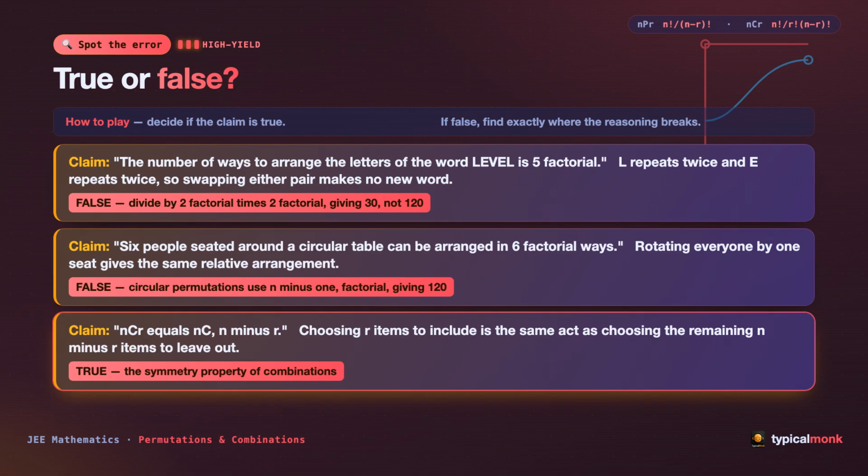Third claim. nCr equals nC(n minus r). Check the idea. Choosing r items to include is exactly the same act as choosing the remaining n minus r items to leave out. This one is true. It is the symmetry property of combinations, and JEE uses it constantly to simplify.